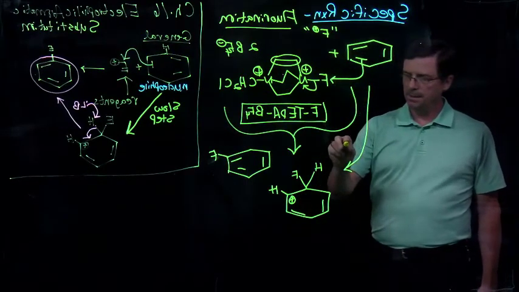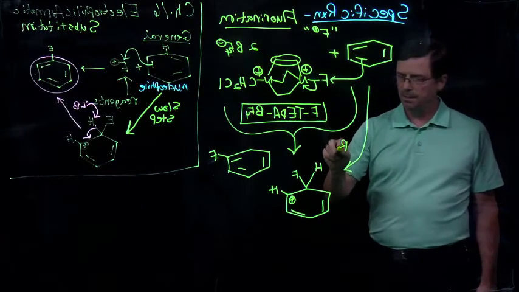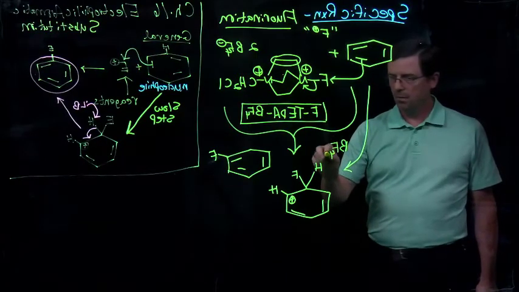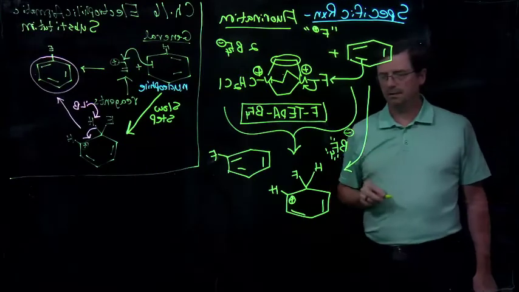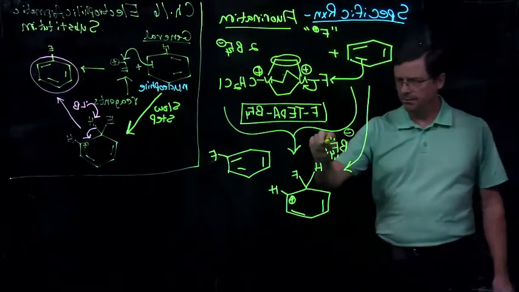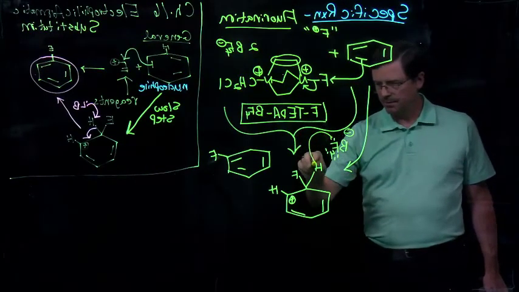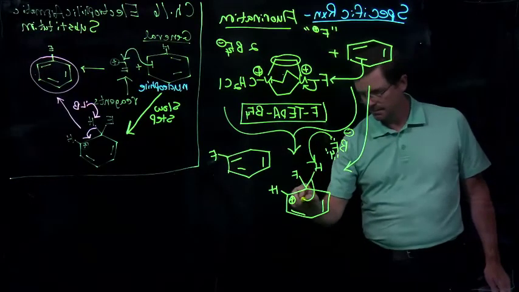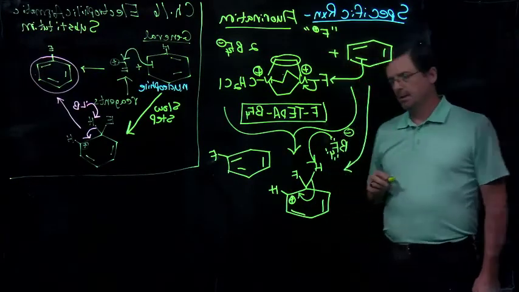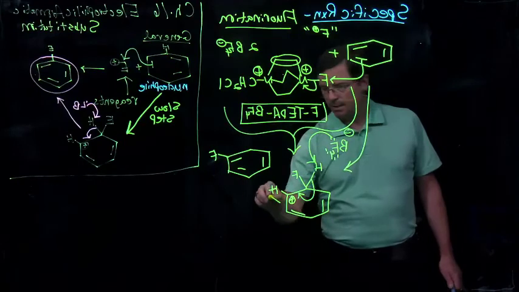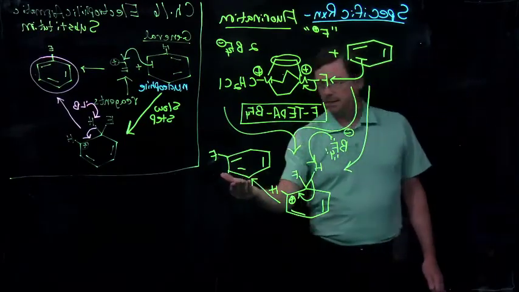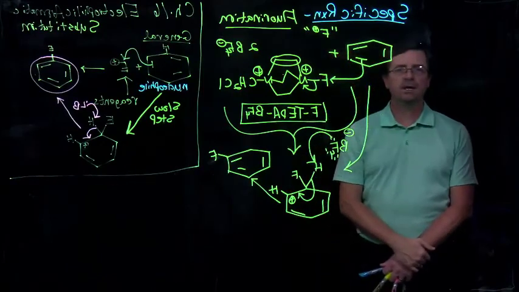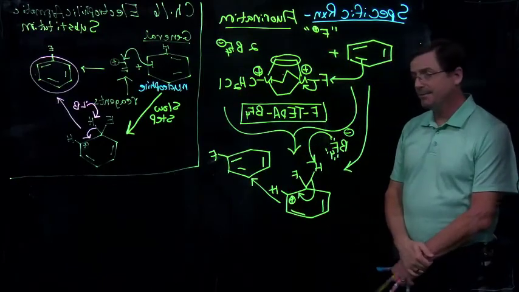The counterion to this will be one of those BF4s, and of course those fluorines have lots of lone pairs. That could be our Lewis base. And we regenerate the aromatic nucleus. And again, it's that aromatic stabilization energy that causes us to have substitution instead of addition.